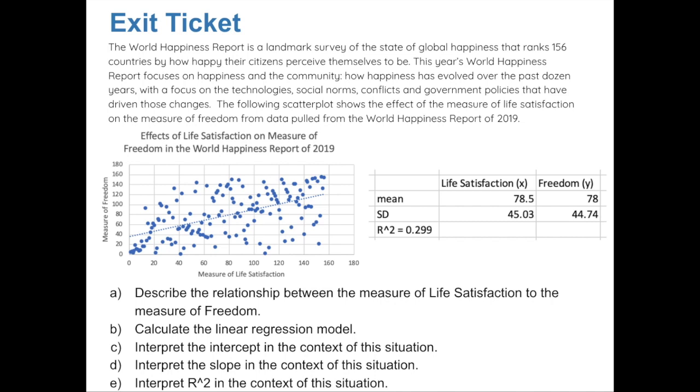Utilizing the table of values that are given, I want you to describe the relationship between the measure of life satisfaction and the measure of freedom. Calculate the linear regression model. Interpret the intercept in the context of the situation. Interpret the slope in the context of the situation. And knowing that you have R squared there, interpret the R squared variable in the context of the situation as well.